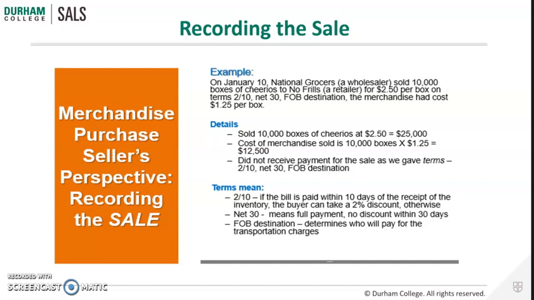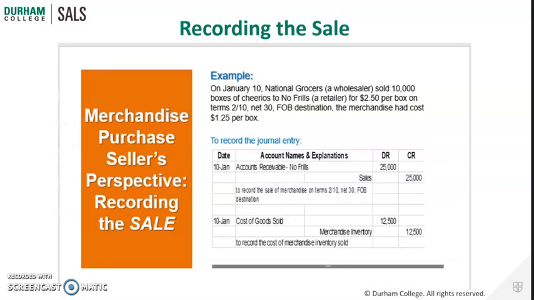FOB destination determines who will pay for the transportation charges, and in this case, FOB destination means the seller would pay. Now, because I haven't included a transportation cost in this transaction, we're going to ignore FOB destination for this particular example. Remember, you are the seller and have sold merchandise. So when that happens, you must do two journal entries. One is to record the sale or the revenue earned, and the second is to record the cost of goods sold as an expense. The larger number in this transaction is always the amount for the sale, and the smaller number is used for the cost of goods sold.